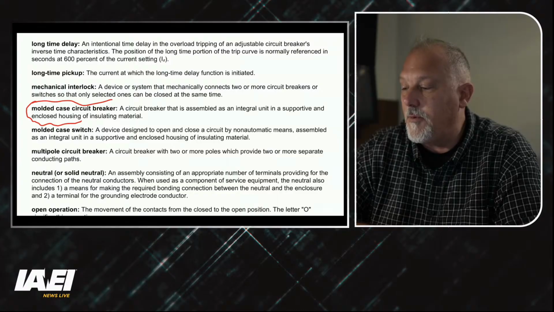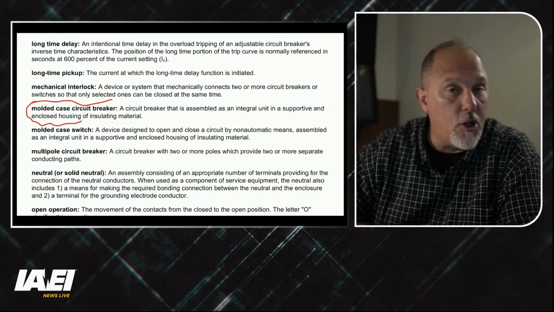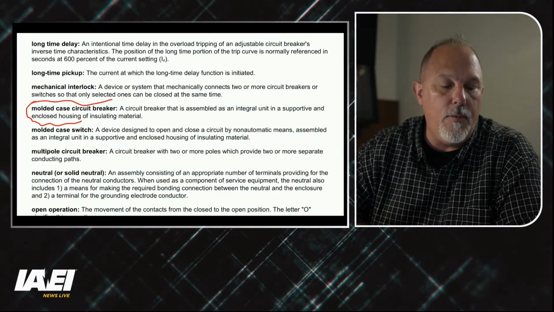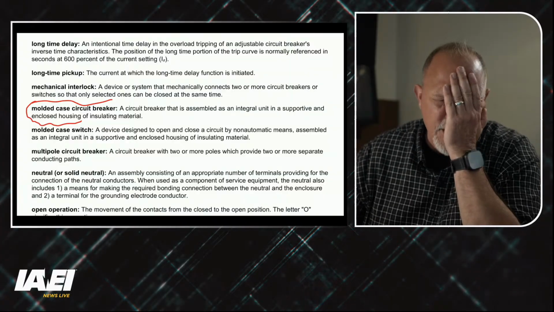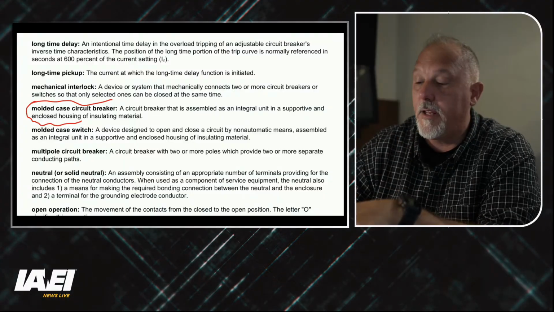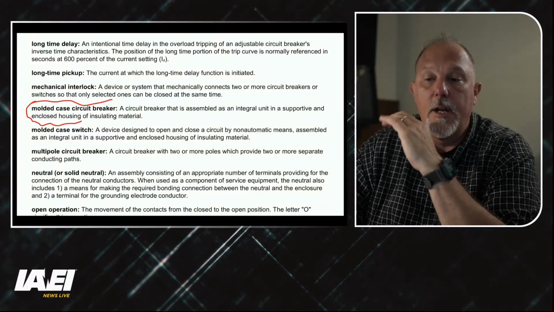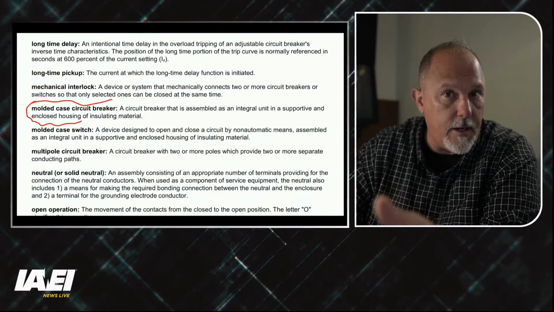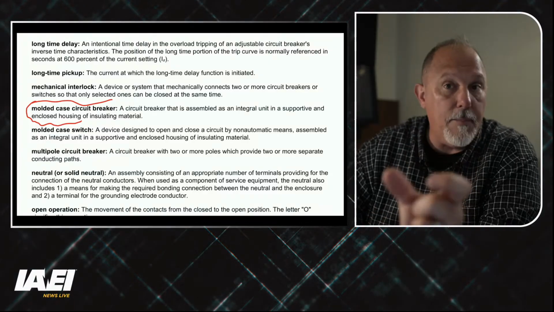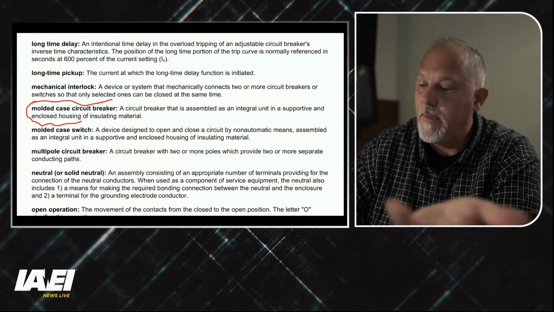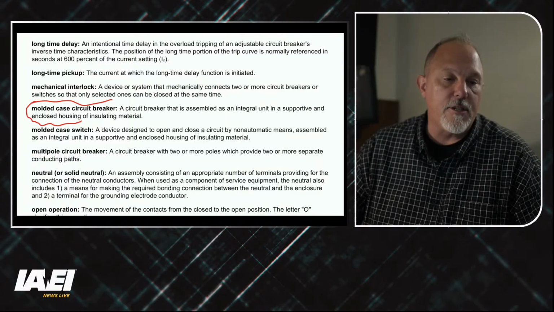A circuit breaker that is assembled as an integral unit in a supportive and enclosed housing. You'll notice nothing in here will say miniature circuit breaker. Nothing in here says residential circuit breaker. It's a molded case circuit breaker. It's listed to UL 489. You may put it in a panel board for a residential dwelling unit. It may be small. The marketing of the manufacturer may call it a miniature circuit breaker, but that doesn't mean a hill of beans, okay? That's just a marketing way, and it's not a defined term.